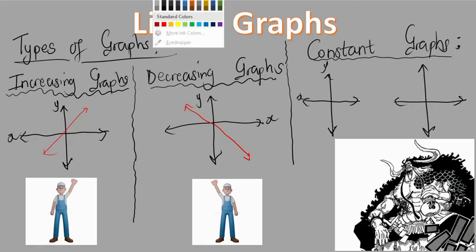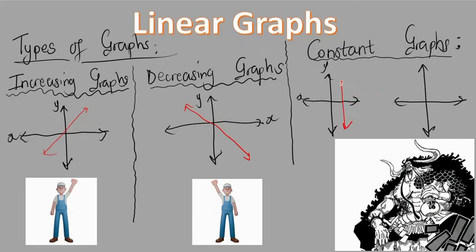In this situation, my constant graphs, let's start with this one. My constant graph can be a graph that is vertical this way. And my constant graph in this situation can be a graph that is horizontal. So these are constant graphs. They're still linear graphs, but they're not increasing or decreasing. They are constant. We good?